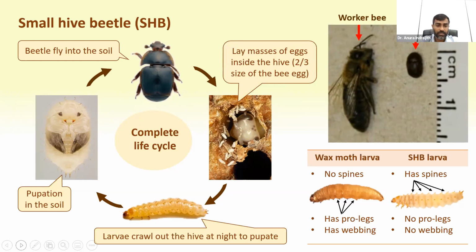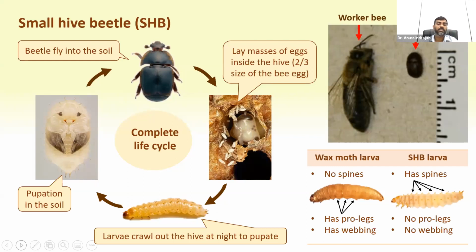And here you can see the life cycle. They lay eggs inside the hive. The eggs are maybe two thirds of the size of the bee egg, and then the pupation is in the soil, as you can see, and the beetle flies out from the soil again. The damage is caused by both adult and larvae. So we can see the next slide about the damage.